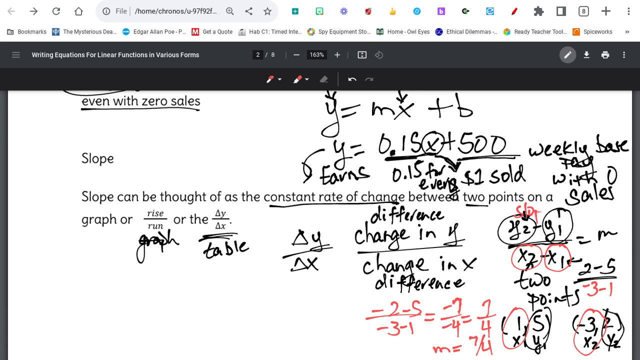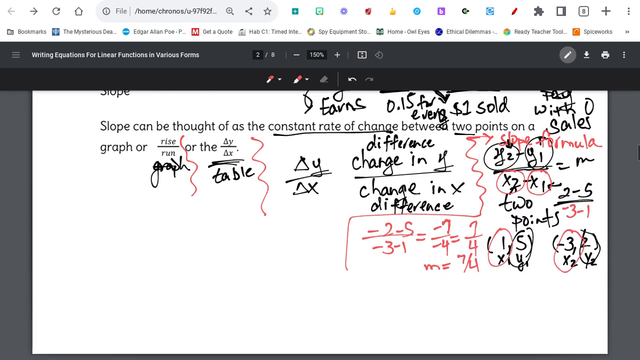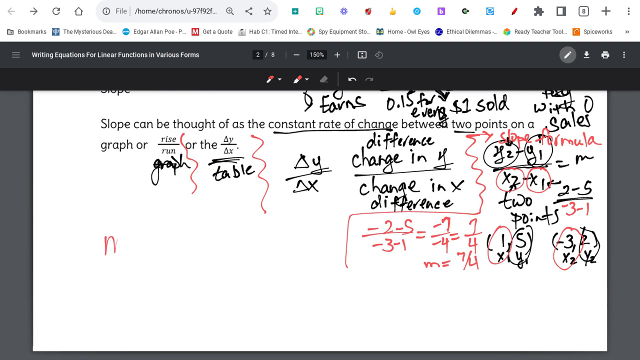Okay, this is called the slope formula. So I gave you how to find the slope from a graph, how to find the slope from a table, and how to find the slope between 2 actual points. But we're going to talk about each one of those a little more in depth, okay? Slope is M. M, slope. Or better known as rate of change.